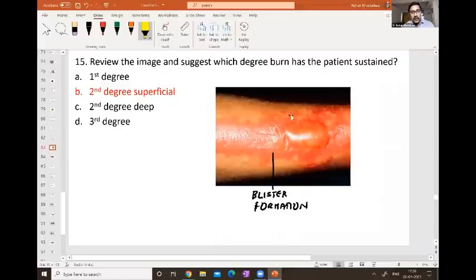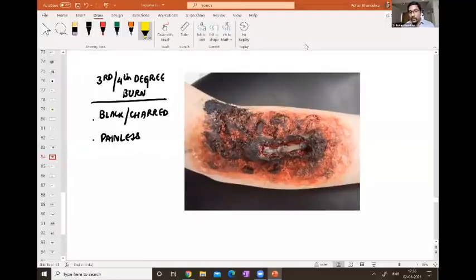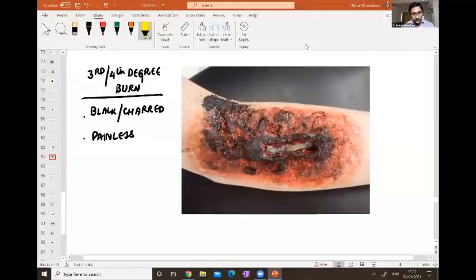If you get an image like this where there is black charred appearance and you can see the underlying tendon or the muscle, this is a grade 3, grade 4 burn, and grade 3, grade 4 burns are absolutely painless, and you need to do skin grafting. The choice of fluid for burns patients is Ringer lactate.